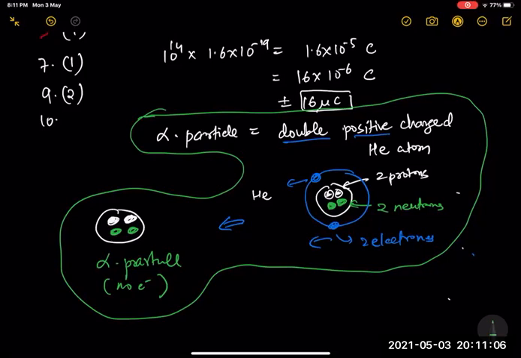Fine. So the charge on an alpha particle is of course 3.2 into 10 power minus 19. It's double of electron. So the answer is 3.